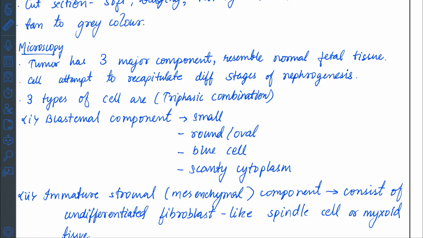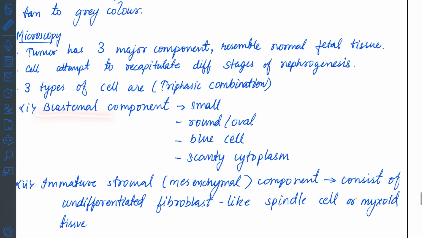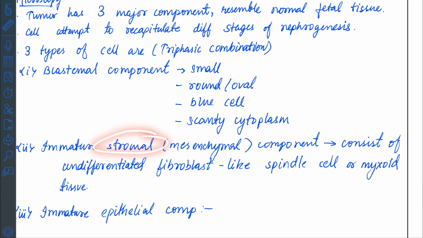The three types of cells in the triphasic combination are the blastemal component, the immature stromal component, and the epithelial component. The blastemal component cells are small, round or oval. These are blue cells with scanty cytoplasm. So if you see the microscopy of this Wilms tumor, we can see small, round, oval, blue cells with scanty cytoplasm. These cells are blastemal cells.